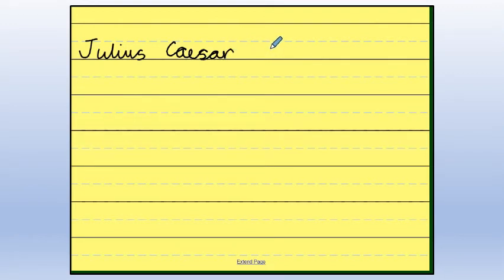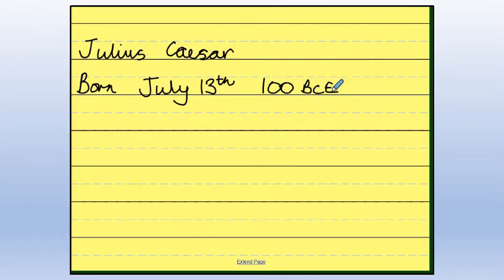Okay, and we can choose different colours if you've got different coloured pens or pencils. So we can say Julius Caesar was, what did we say on the last page? He was born on July 13th in 100 BCE. And if you remember from our work on timelines, BCE was before the Common Era, so before Jesus was born.